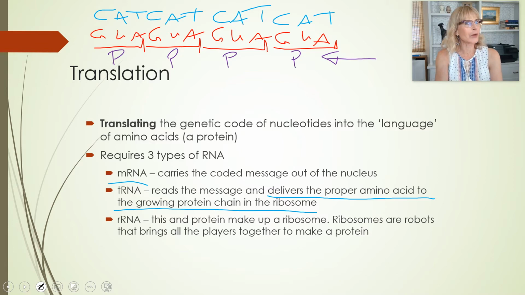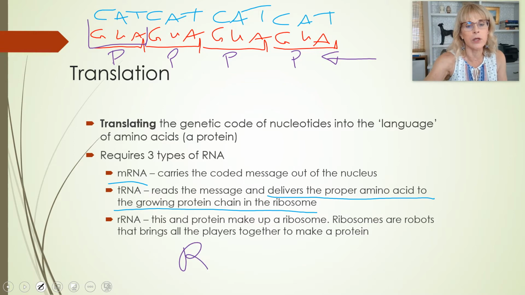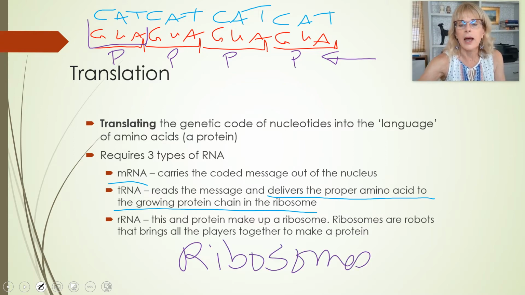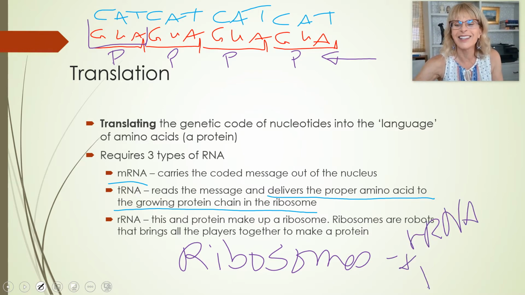How does the ribosome know what order to put them in? The ribosome will simply pause at each codon, and then the transfer RNA that matches that codon will bring the right amino acid to the chain. We'll talk a little bit more about that. Then we've got ribosomal RNA, and ribosomal RNA is the easiest one because ribosomes are made out of ribosomal RNA and protein because protein does everything.